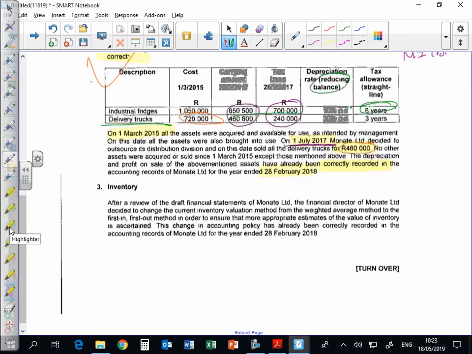Inventory. After the review of the draft financial statements of Minante, the financial director decided to change the current inventory valuation method from the weighted average to the first in, first out, to ensure that a more appropriate estimate of the value of inventory is ascertained. This change in accounting policy has already been correctly recorded in the accounting records of Minante. Right, so it's already been correctly recorded. I don't have to adjust my profit before tax. Happy?